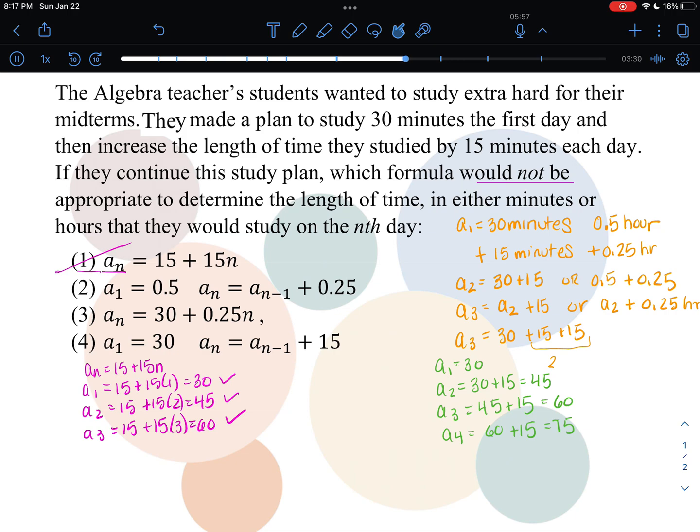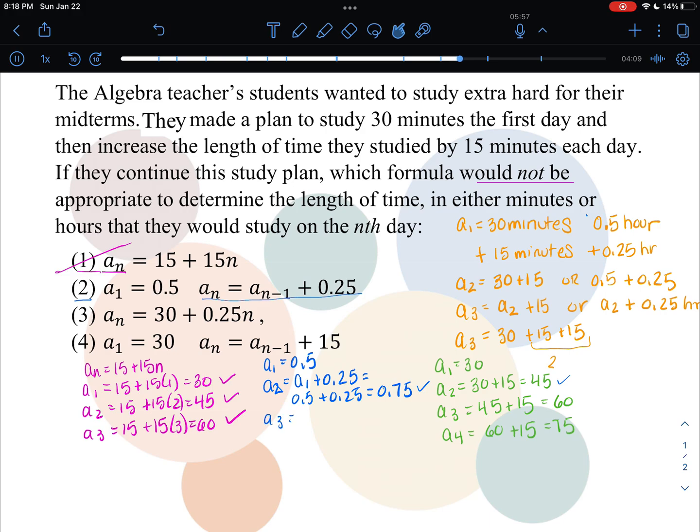Next, I'm going to look at number 2, and number 2 is saying A1 equals 0.5. So this one must be in the hour format, and we are studying a half an hour on day 1. Let's see what happens on day 2. According to their formula, A2 would be the same as A2 minus 1, which is A1, plus 0.25. That would equal out to be 0.5 plus 0.25. It would be 0.75, or 3/4 of an hour, which would be the 45.